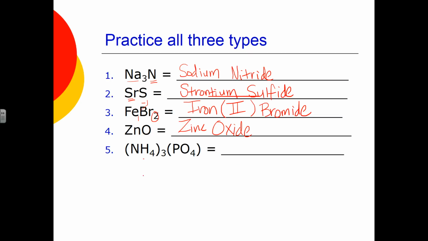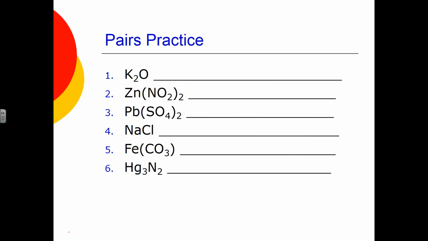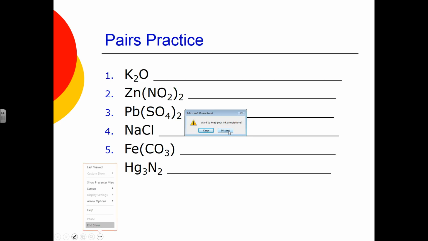Number 5, you got 2 polyatomic ions here, ammonium, phosphate. Notice it ends in ATE, the others ended in IDE. Okay, that's it for our lesson on naming ionic compounds. We'll pick up with the next type of compound in our next lesson.